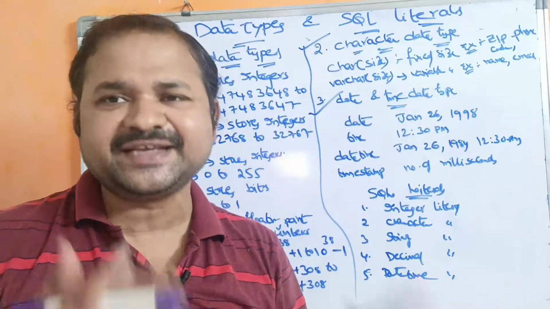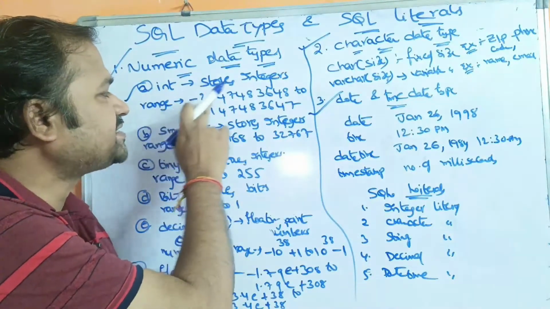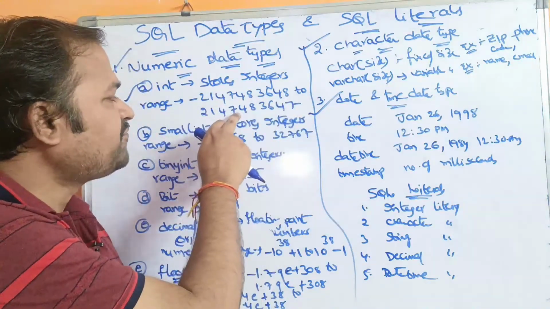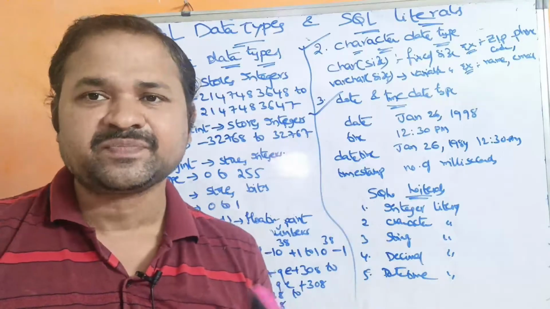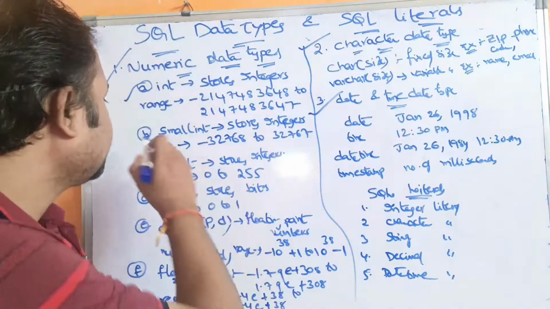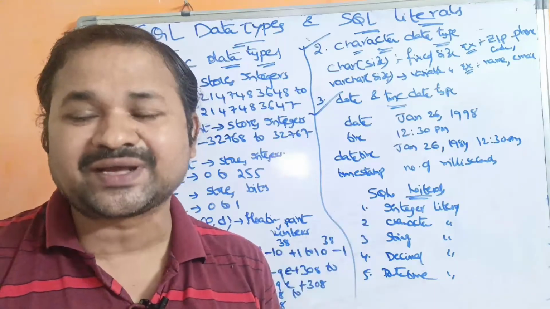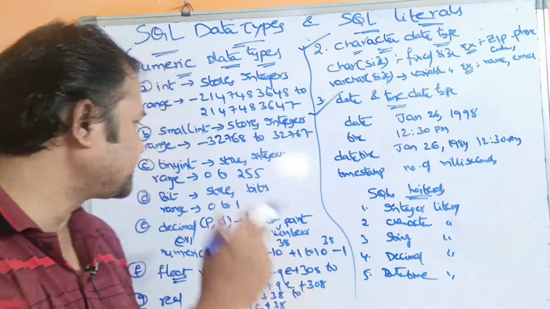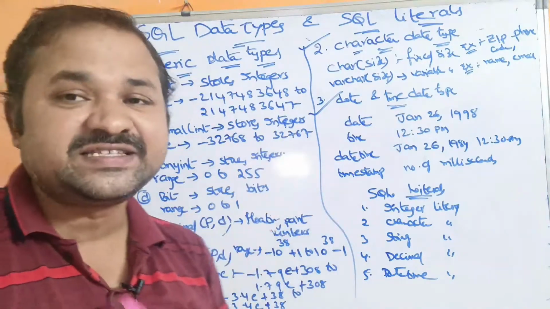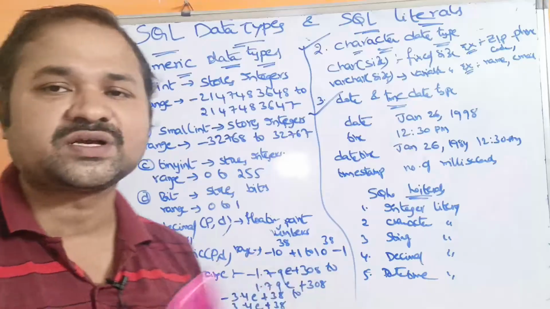So if you want to store integer numbers, then we have to use the int data type, and the range of the integer is -2147483648 to 2147483647. If we want to store a big integer number, then we have to go for int. The second numeric data type is smallint. It is also useful in order to store integers, but the range of smallint is -32,768 to 32,767.